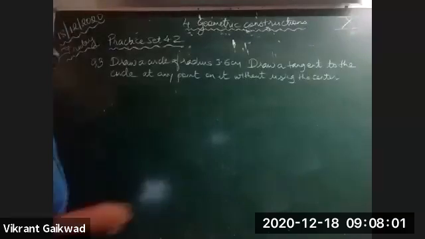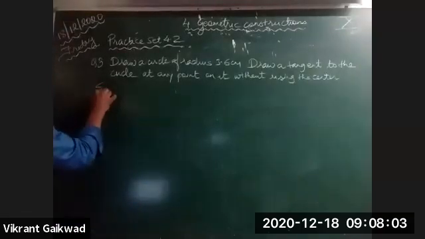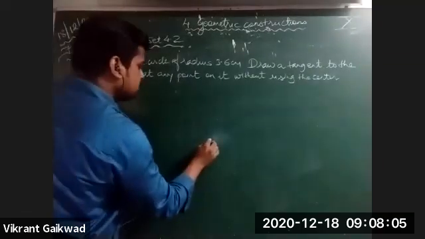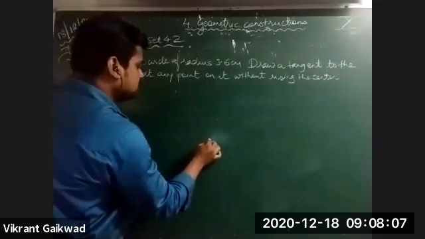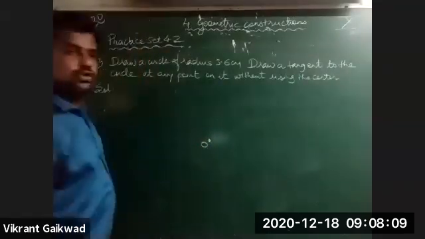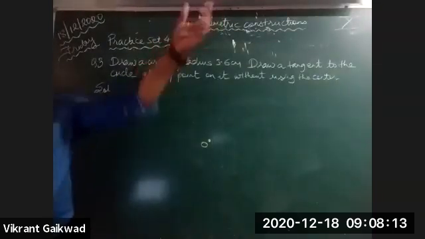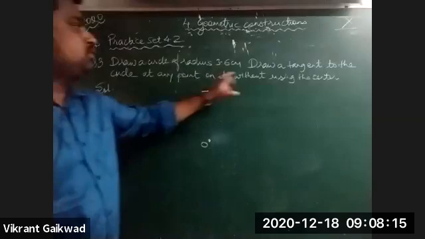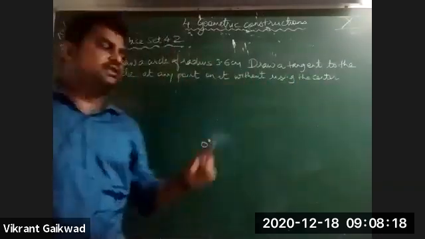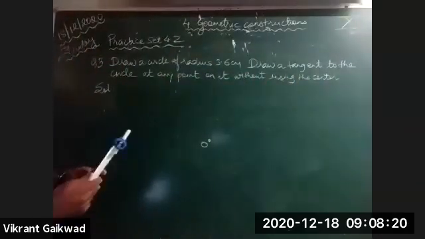So I'm going to start my solution. First, I mark any point O, which I'm going to consider as the center. Now here the center is not actually required, because we don't have to use the center, but for drawing the circle, I mark this.